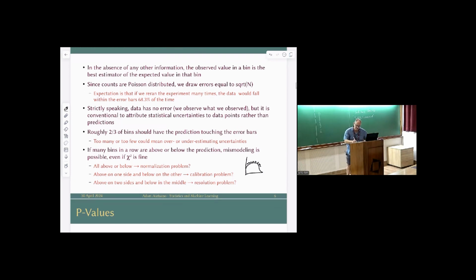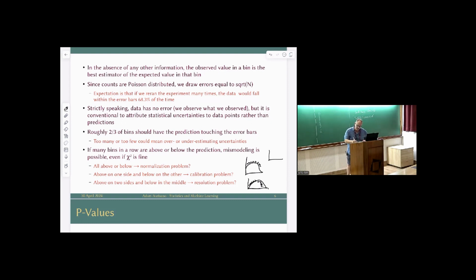Similarly, if you have something like this, and you see it consistently high and then consistently low, that is something you would think of as a calibration problem, where you're consistently misestimating the energy, right? So everything is shifted slightly over. It's like the distribution is right, but you put it in the wrong place ever so slightly.